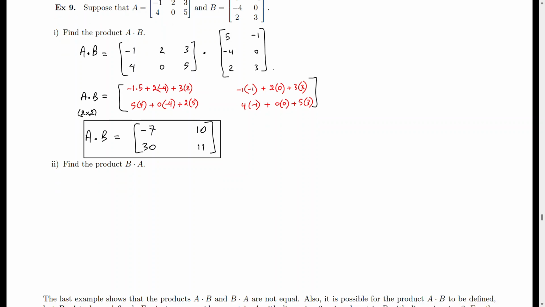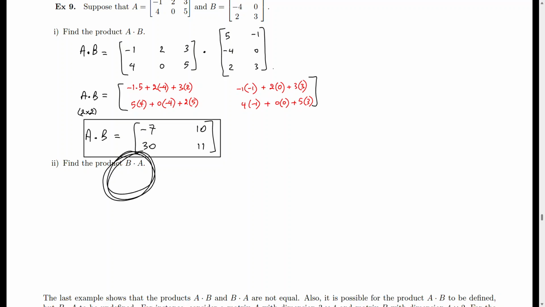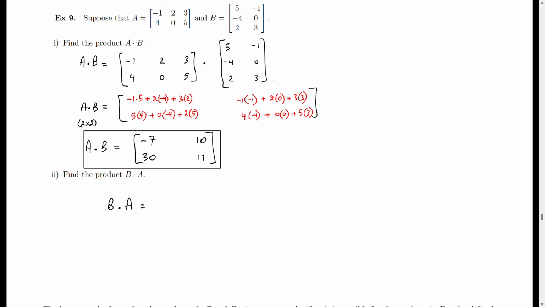So for part 2, it says to find the product of B times A. So they want B to be first and A to go second. Remember, the matrix B had size 3 by 2, and the matrix A had size 2 by 3.